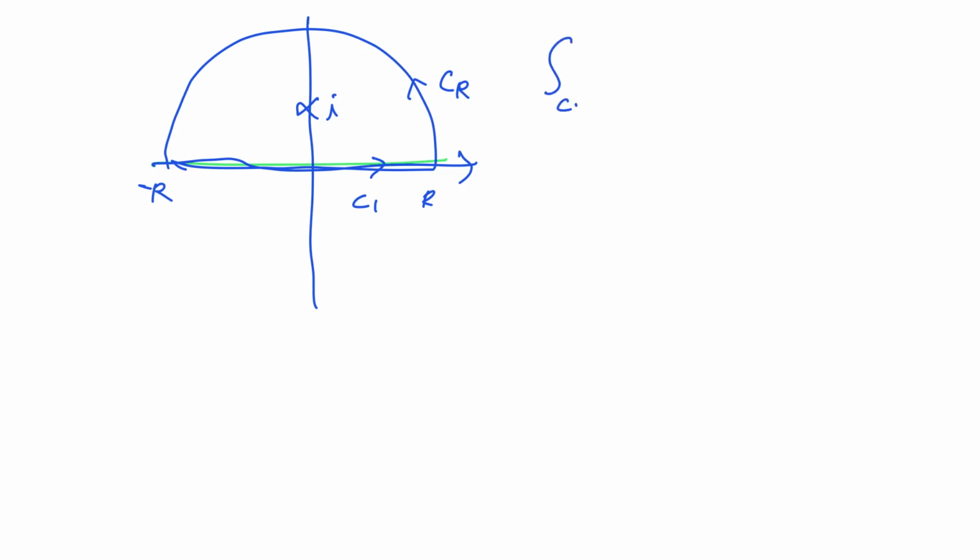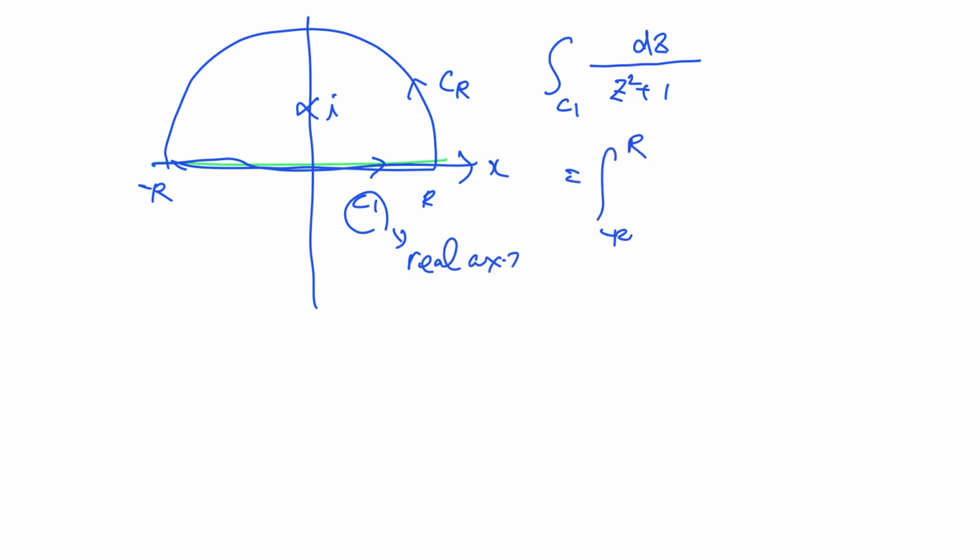C1 is actually on the real axis, right? So it's actually the integral from minus R to R of 1 over x squared plus 1 dx, right? How about C_R?